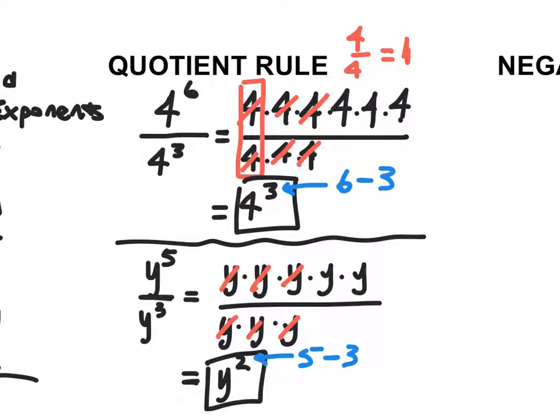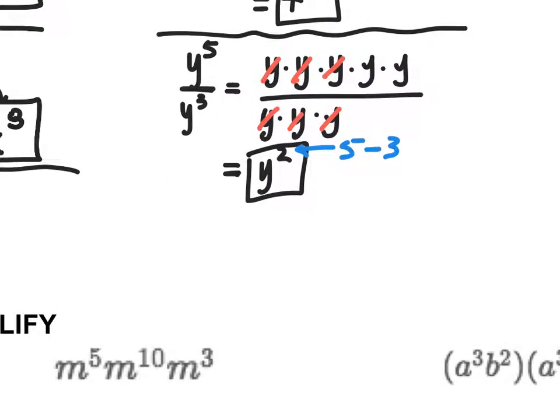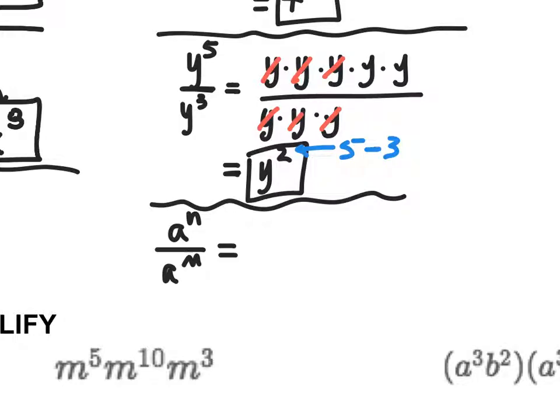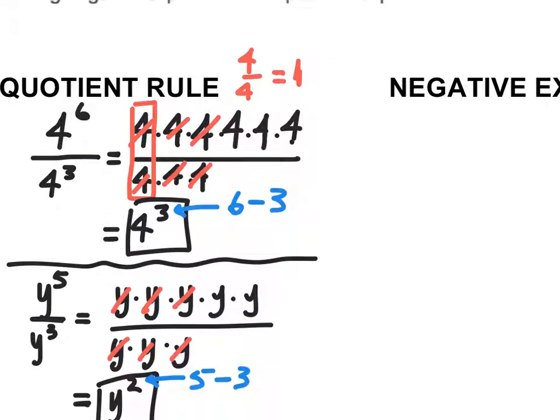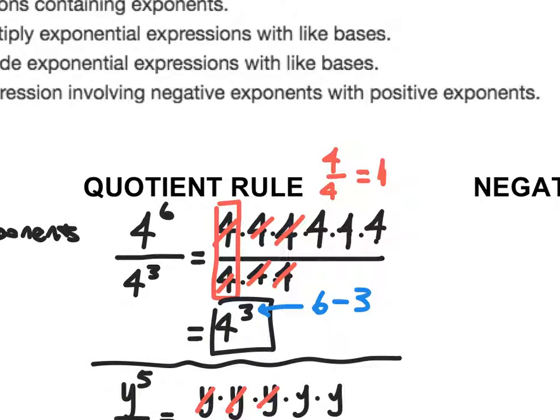So let's think of a general rule. We're just subtracting these. If I've got some number a to the n, divided by a to the m power, then I'm going to subtract my exponents, and this is going to be a to the n minus m power. That's our general rule. So when we're dividing using the quotient rule, we want to subtract our exponents.